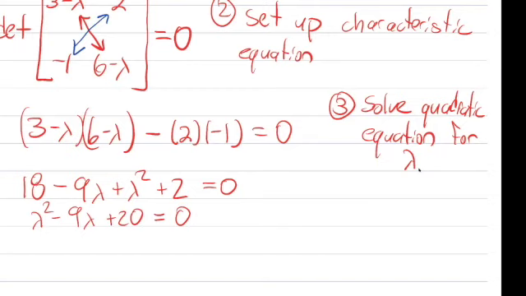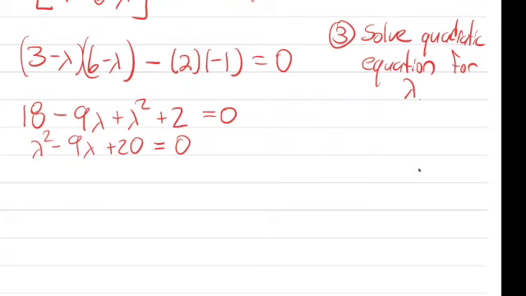And we just witnessed a miracle here because this actually factors. I cannot believe that. That's probably the first time I've ever come up with a random matrix that has integers as eigenvalues. But now this factors into lambda minus 5 and lambda minus 4.